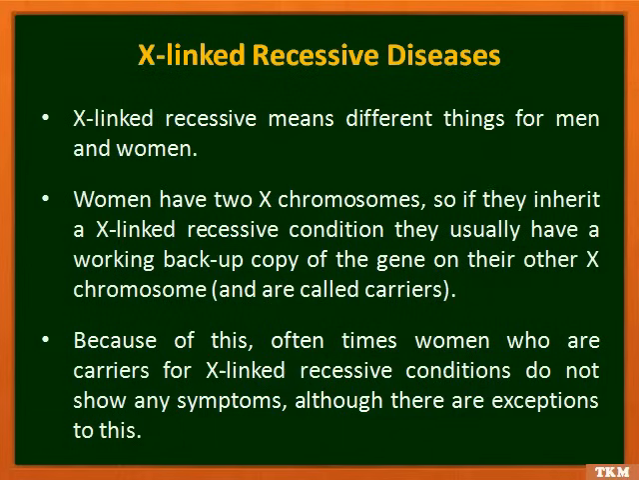X-linked recessive means different things when we talk about men, and it is completely different when we talk about women. Women have two X chromosomes, so if they inherit an X-linked recessive condition, they usually have a working backup copy of the gene on their other X chromosome. And this is the reason they won't show symptoms in most of the cases, but there are exceptions to that. And in such a condition, they're called carriers. Because of this, oftentimes women who are carriers for X-linked recessive condition do not show any symptoms. And as I mentioned, there are exceptions to this.